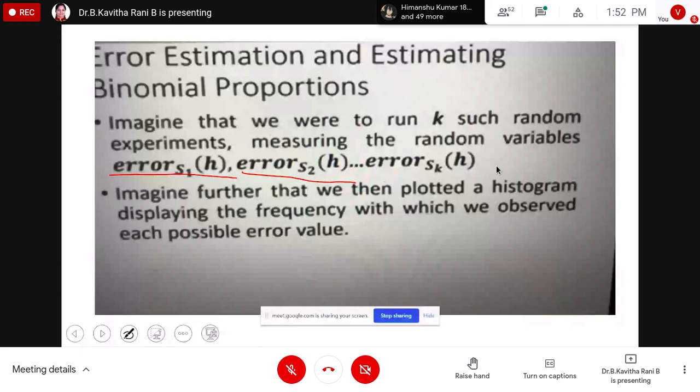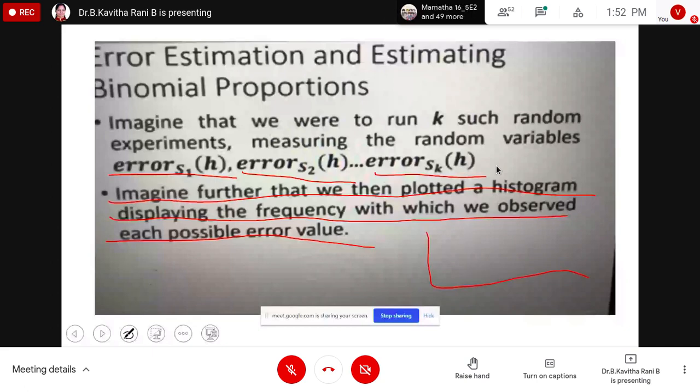Now imagine further that we then plotted a histogram displaying the frequency with which we observed each possible error value. We have observed all this, and we plot it. So how?